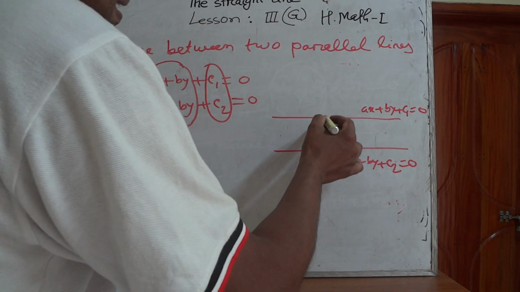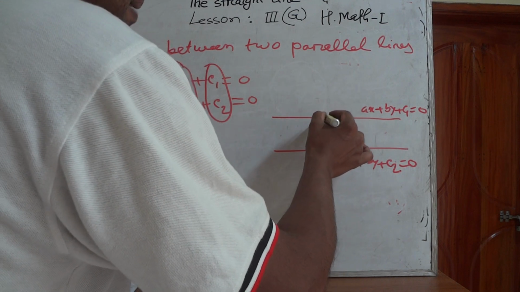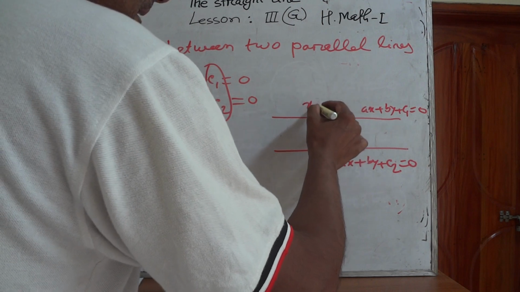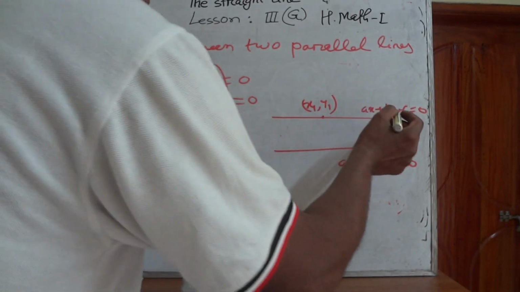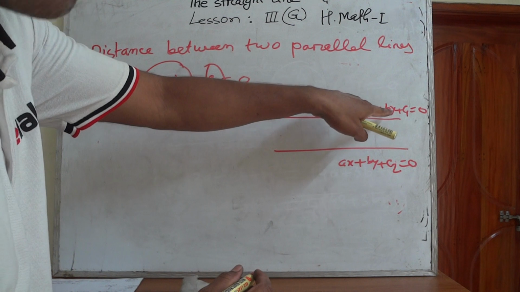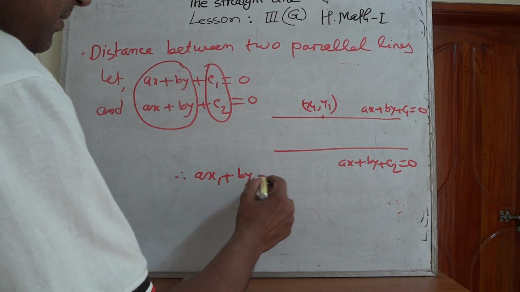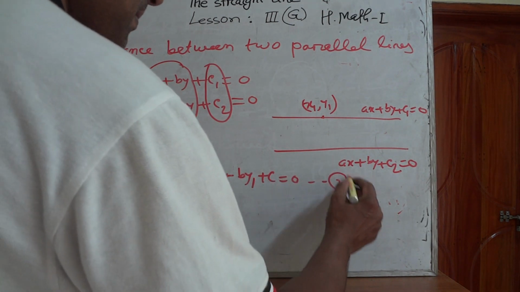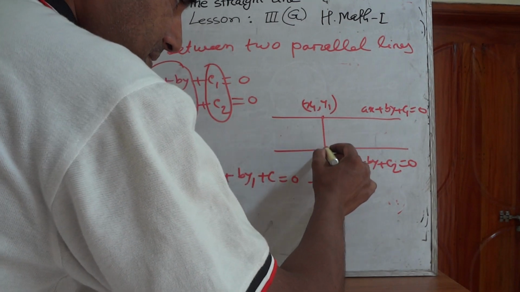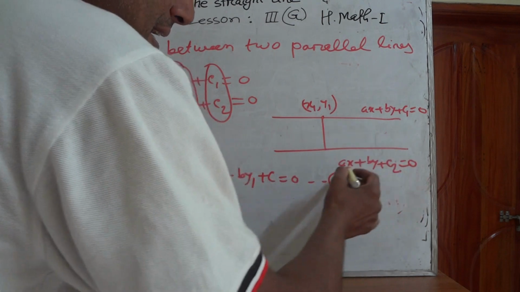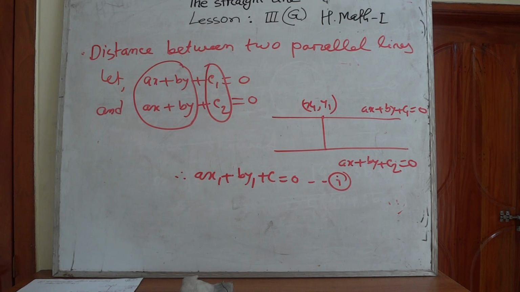So at first I take a point on the first line, that is, on this line, and its name is x1, y1, and this point lies on the first equation. So this point satisfies this equation, that means ax1 plus by1 plus c1 equal to 0. This is equation number 1. Now draw a perpendicular from x1, y1 to the line ax plus by plus c2 equal to 0.